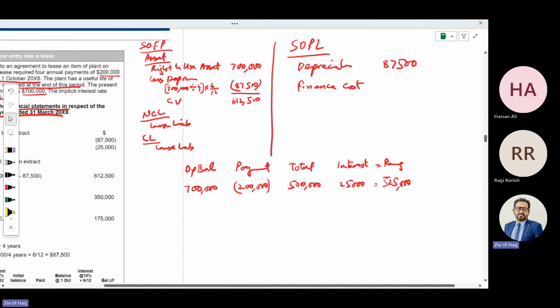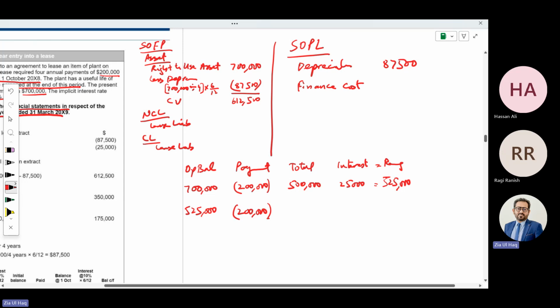Here we are now. Okay. Now next year, how much payment are we going to make? That is 200,000. The balance will become 325,000.